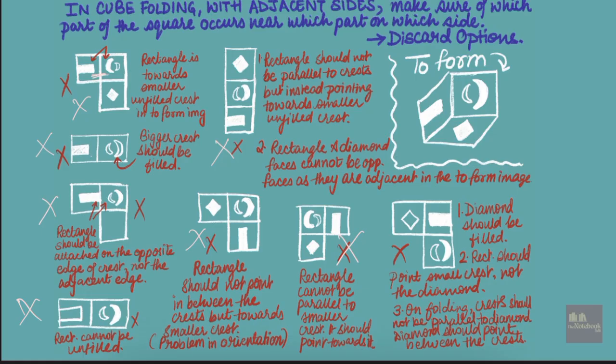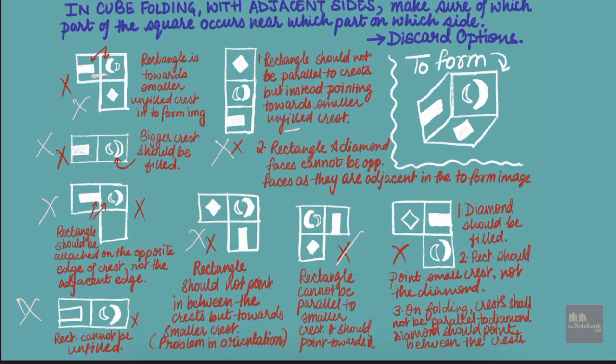And next over here, the diamond should be filled. Again, we discussed over here, right? The rectangle should point to the smaller crest. So this has two problems. The diamond is not filled, and this should be pointing to the smaller crest. It should not be pointing to the diamond, right?